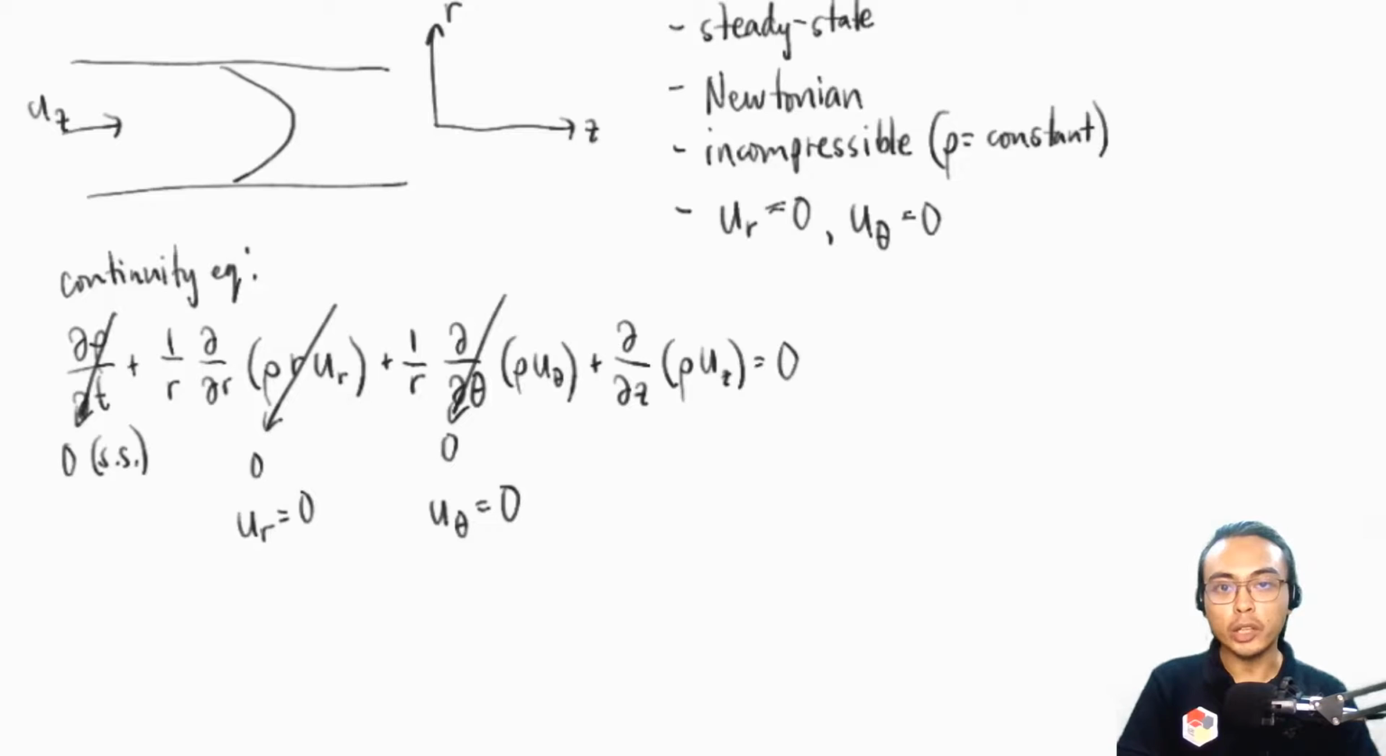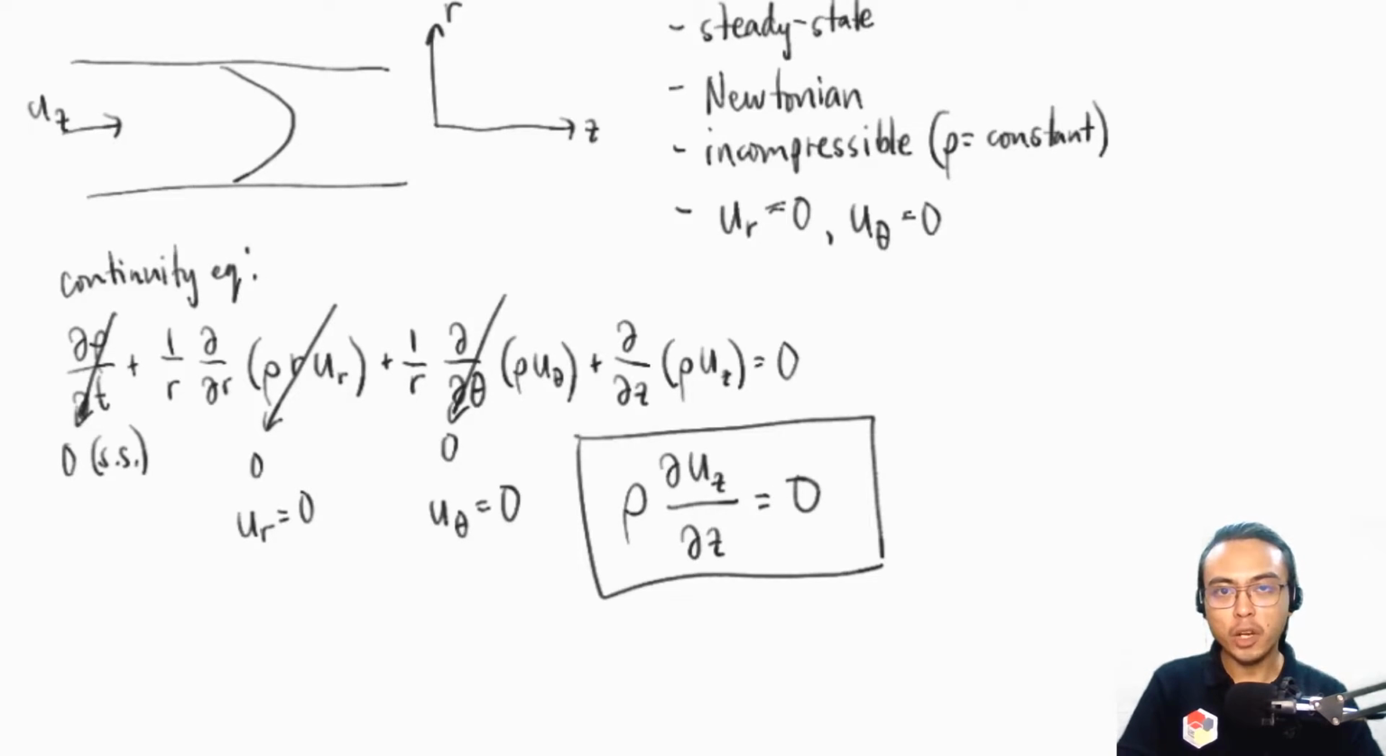So we are only going to retain the last term, which is the partial with respect to z of density multiplied by the z component of the velocity. And that's equal to 0. So therefore, our continuity equation simplifies to density times the partial derivative of the z component of velocity with respect to the z direction is equal to 0. If you are wondering why we have factored out density, that's because we have previously assumed that the fluid flowing inside the pipe is incompressible, meaning its density is constant. Okay? So our continuity equation has simplified to this form.